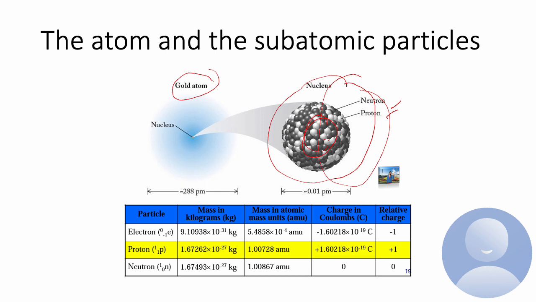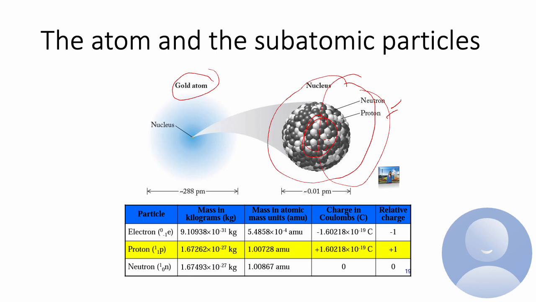For the electrons, electrons are negatively charged particles. Again, they orbit the nucleus, and the number and arrangement of electrons in these energy levels determine the atom's chemical properties. While the protons are positively charged particles, each element has a unique number of protons in its nucleus, and this defines the element and gives its atomic number.